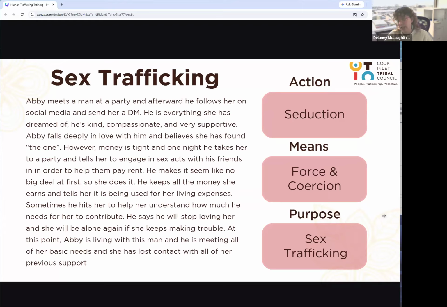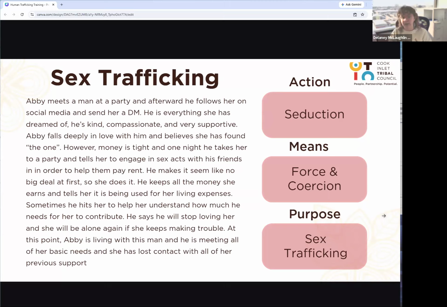So again, the action in this case, the how, is seduction. They originally met, they formed this relationship, they formed this love bond, and then this man begins to ask Abby to engage in sex acts that are being paid. So that's an exchanging of sex acts for a good. In this case, the good is money, which she does not get to keep. It goes straight to him, and he says that he's using it to pay for her living expenses, but who knows if that is true.